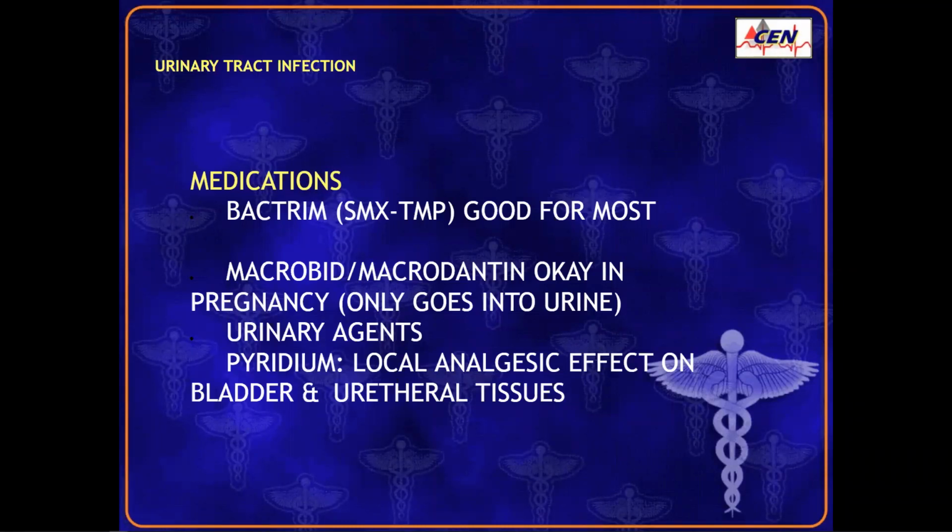So the Pyridium basically does two things. It's a urinary analgesic. It helps to calm the very irritated tissues. And it also, depending on the exact manufacturing of it, sometimes is a urinary antispasmodic, which is sometimes the reason they're having those symptoms also. The bladder and the urethra are spasming. So it's basically a urinary analgesic.